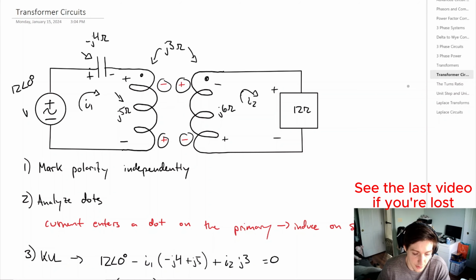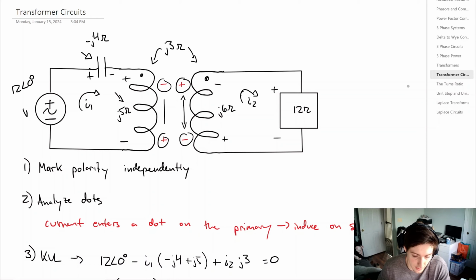So we know that I1 induces this positive polarity here for the secondary inductor, and likewise for the primary inductor, how I2 induces that voltage. Now if we look at the inductor on the primary, it looks a little bit odd because on one side it looks like you have a voltage drop, but on the right side it looks like you're actually going up in voltage if you keep a clockwise notation. So this is where we start to write our KVL.